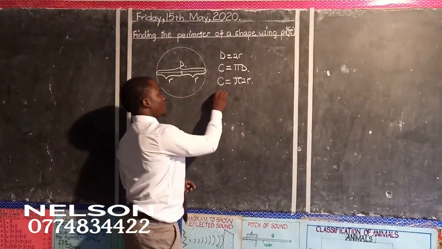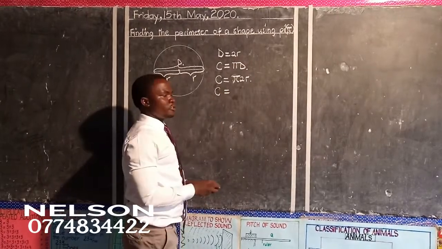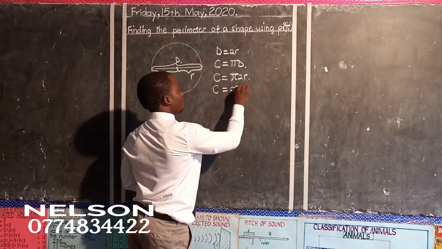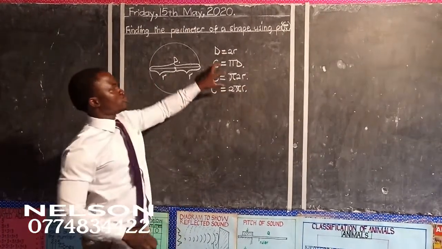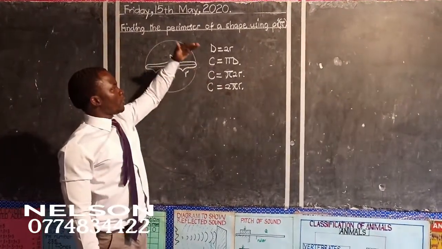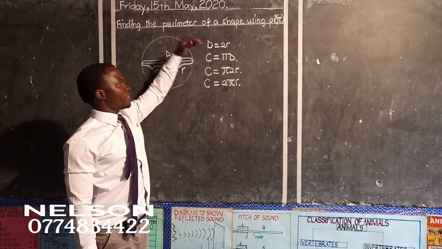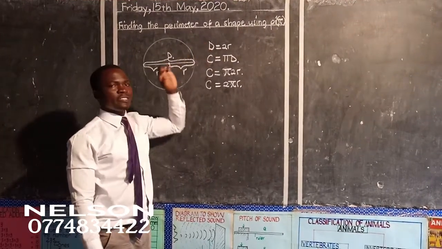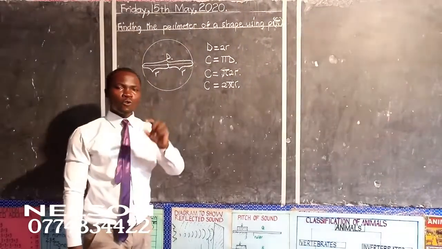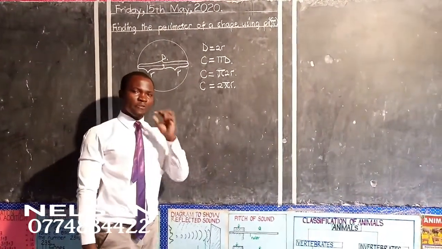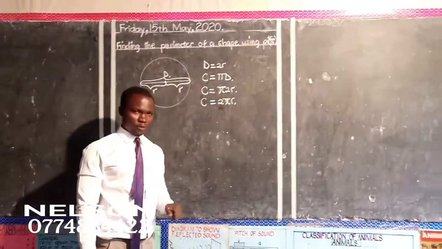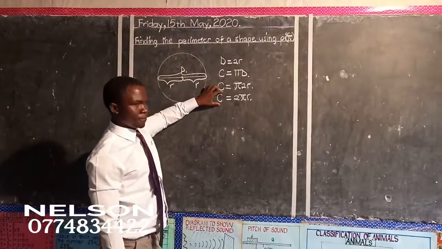So this one here can also be simplified as circumference equals 2 pi R. So this one and this one, they are the same. Also remember that this formula for circumference is only for finding the circumference of a full circle. I emphasize this. This is only for finding the circumference of a full circle.